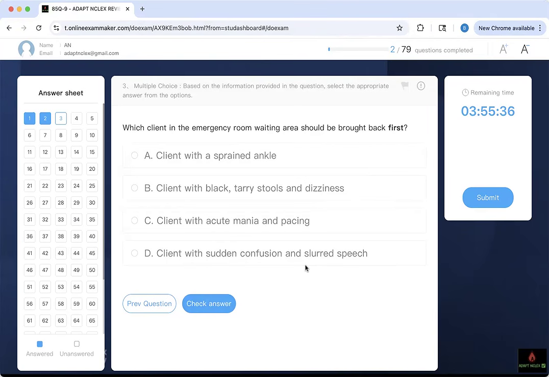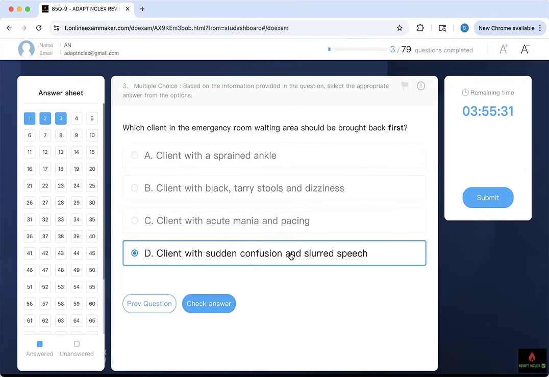Which one did you pick? I hope you picked the person who had sudden confusion and slurred speech, because that's a stroke. Why? A stroke patient is more dangerous. Compared to acute mania, that's a psychotic problem. We have to see them, but they're pacing. They are not an immediate threat to anybody. Black tarry stool and dizziness, that's bleeding, right? Probably the patient may be bleeding from a GI bleed, but a patient who has a stroke is more dangerous than somebody who is just bleeding. So don't get trapped by it. The sprained ankle is the last patient we're going to see.